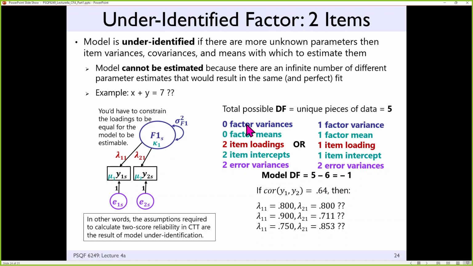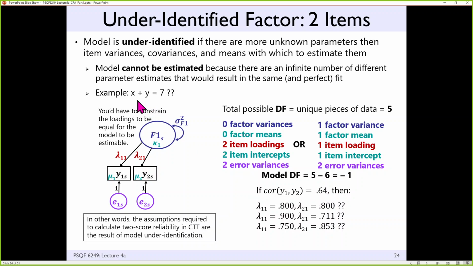So one way of identifying the model would say, I'm going to fix the factor variance to 1. I'm going to fix the factor mean to 0. That would mean I have no structural parameters and everything is a measurement parameter. So because I have 2 items, I might want 2 loadings. Each gets an intercept, each gets an error variance. 5 minus 6 is minus 1. Degrees of freedom are negative, meaning you are overdrawn in your information bank account. This model will not work.